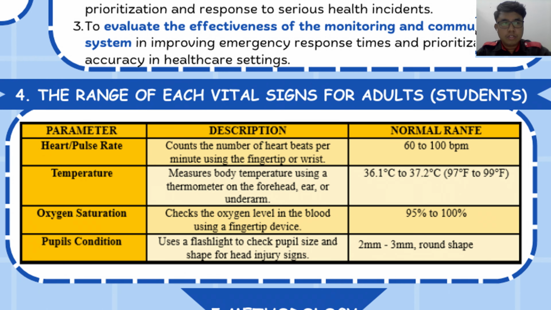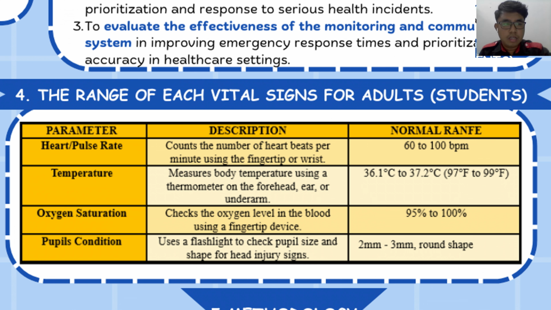So, in order to gauge the level of student health, there are a few parameters that we extract, which are heart or pulse rate, temperature, oxygen saturation, and pupil condition. When considering the heart or pulse rate, it counts the number of heartbeats per minute using the fingertip or wrist. As we can see, the normal range is between 60 to 100 beats per minute.